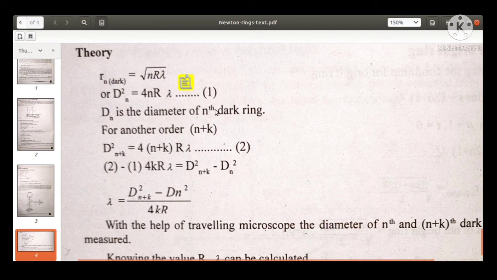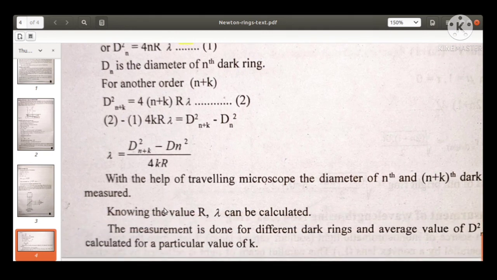So Dn is the diameter of the nth dark ring. If we consider the (n+k)th ring, we similarly obtain D(n+k)² = 4(n+k)Rλ. So we get two equations like this. If we subtract equation 1 from equation 2, we get 4kRλ on the right side, and on the left side D(n+k)² minus Dn², from which we get λ = (D(n+k)² − Dn²)/4kR.